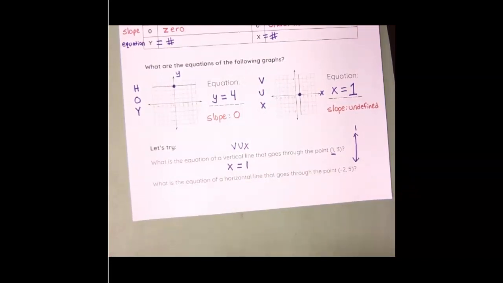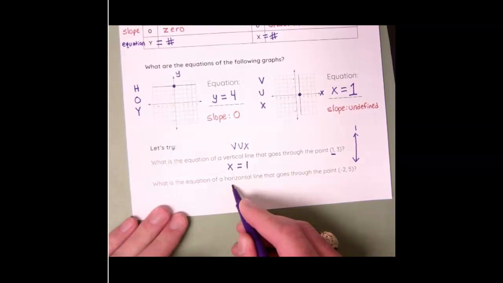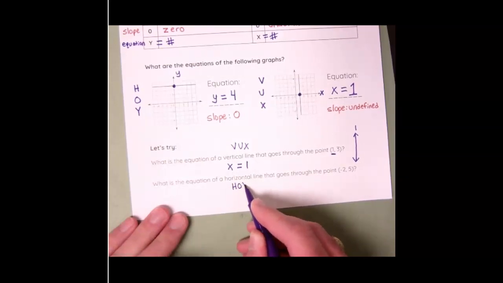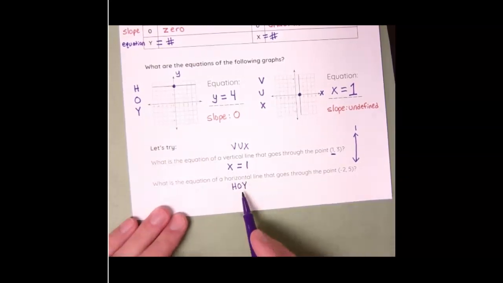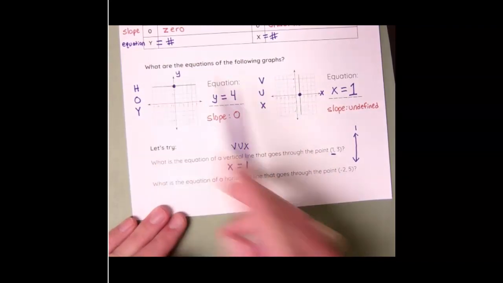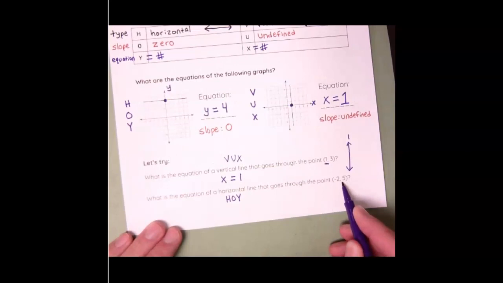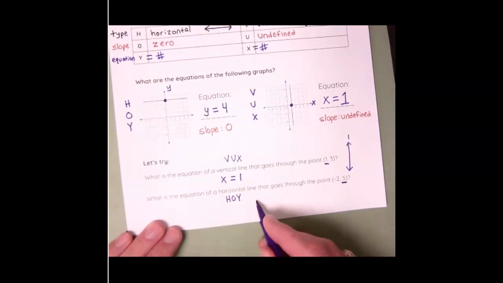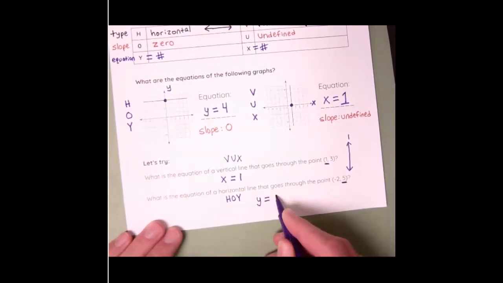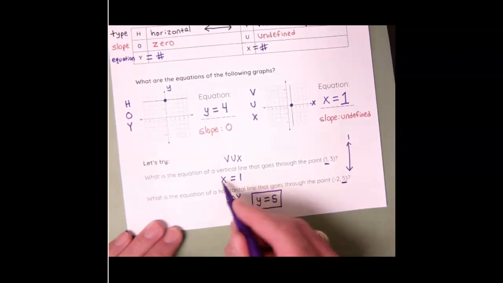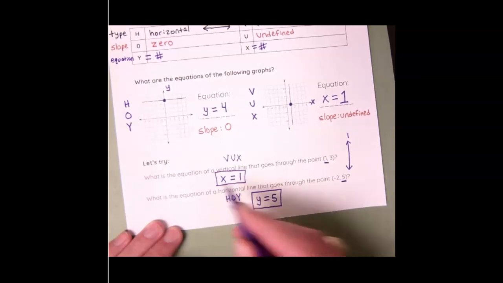With a horizontal line, I'm going to use Hoy. And with a horizontal line, my equation is y equals. So I would find my y value of 5, and I would simply say y equals 5. That would be the equation of my horizontal line. That would be the equation of the vertical line.